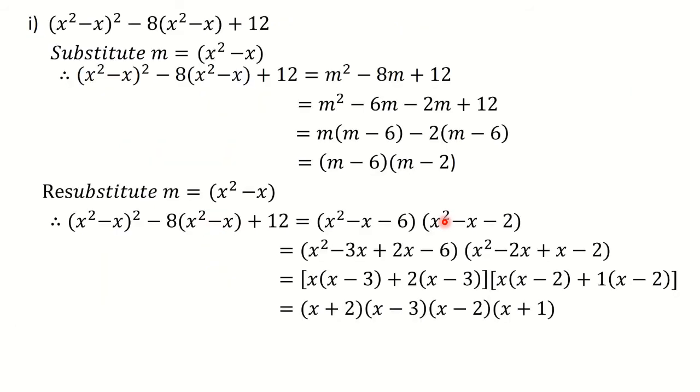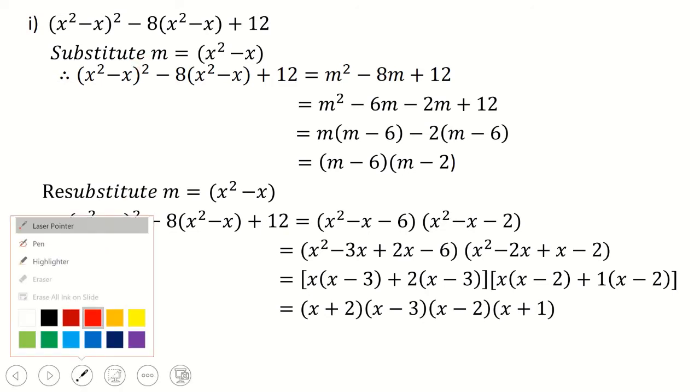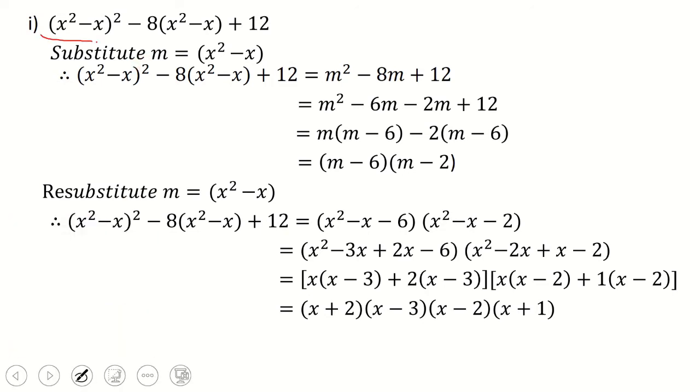Question number 1. Here, see, (x square minus x) the whole square minus 8 (x square minus x) plus 12. So here you will observe that this bracket and this bracket are the same. So we are going to replace this bracket by some other letter. Here in place of this I have taken m. So substitute m is equal to x square minus x. That means we are going to replace this underlined part by the letter m.